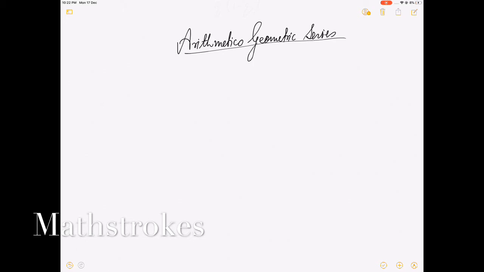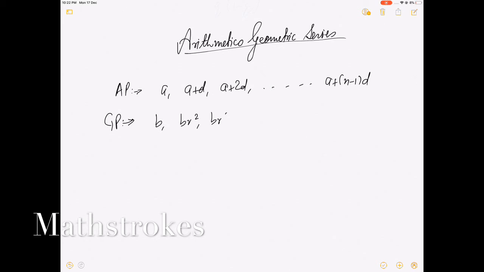Suppose I'm given an AP. Let's write a general AP: a, a plus d, a plus 2d, up to a plus n minus 1 d. Suppose we are also provided with a GP: b, br, br square, br cube, up to br to the power n minus 1. Obviously a is the first term and d is the common difference of the AP, and regarding the GP, b is the first term.